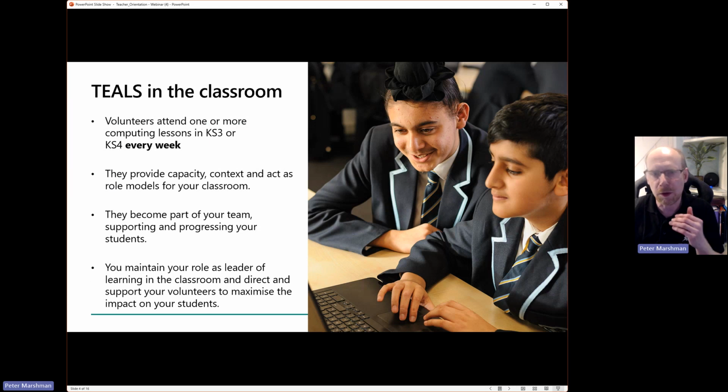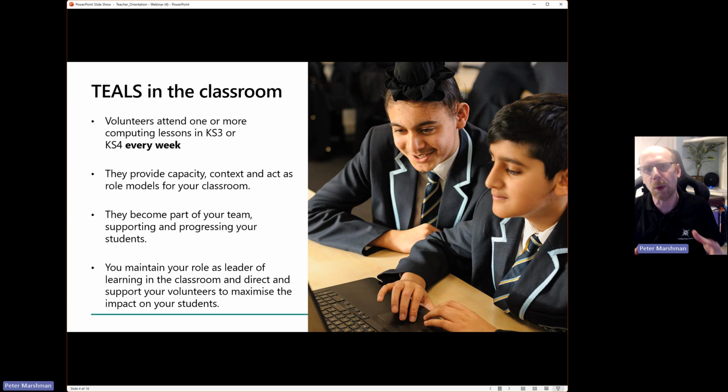The volunteers provide great capacity in your classroom. They act as role models. They enable you to deploy them effectively to work with individuals, to work with groups, and even to lead parts of your lesson as the programme progresses in your school. They become part of your team, so think of them as the wider part of your department, an important jigsaw piece in that whole computing puzzle that you have in your school.